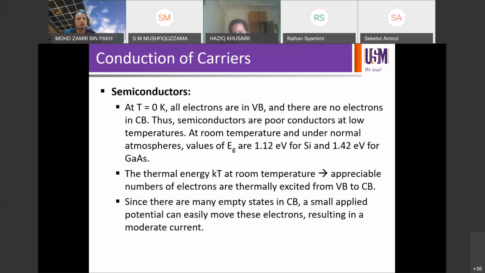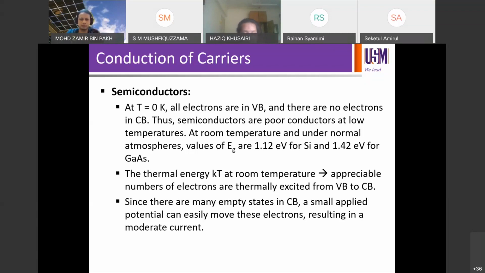So at T equals 0, if you're talking about 0 Kelvin, then all electrons are in the valence band. Therefore, there is no conduction, right? There are no electrons in the conduction band, and therefore no conduction. So in this condition, silicon is a poor conductor at low temperature. It's like frozen at that particular temperature.